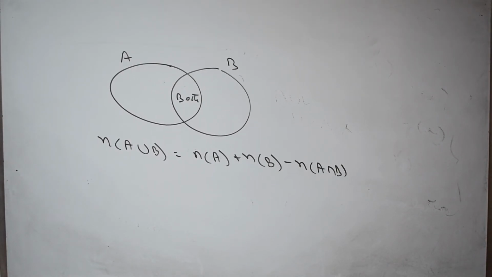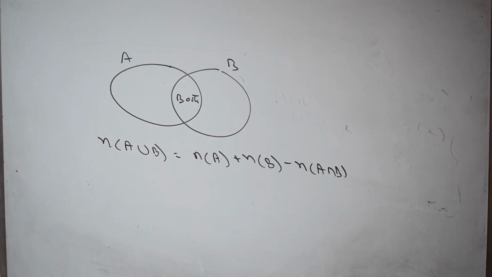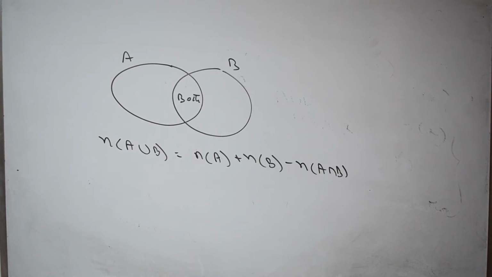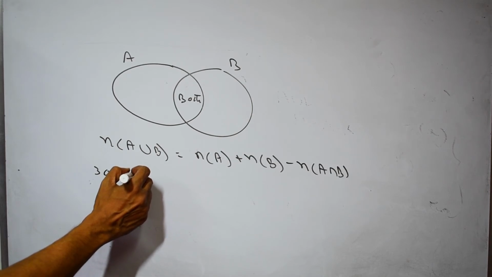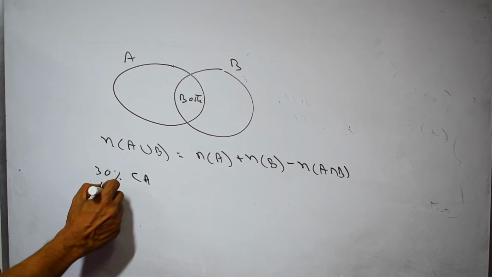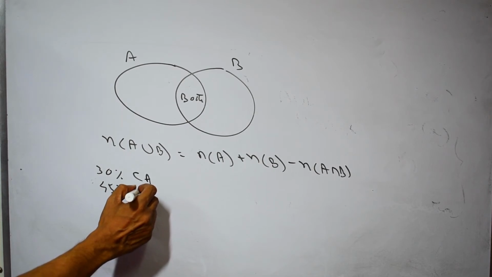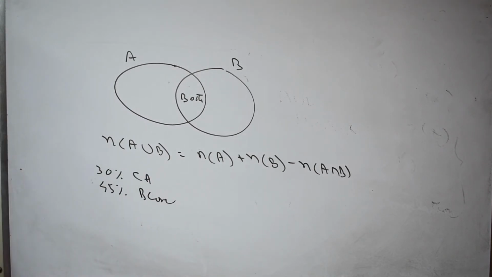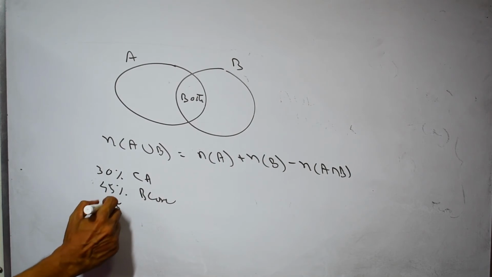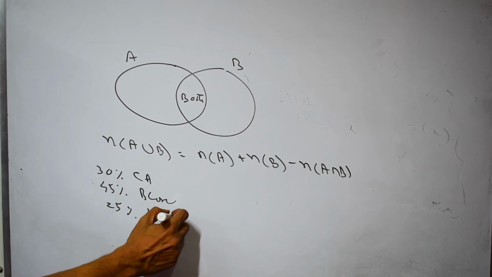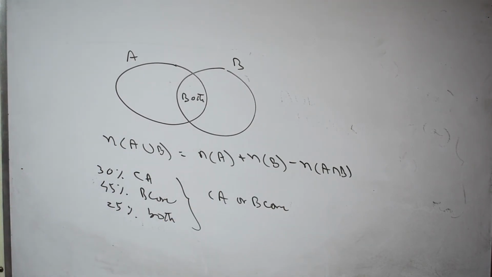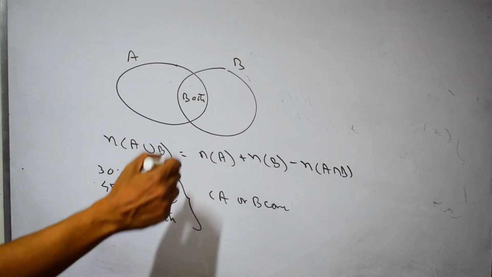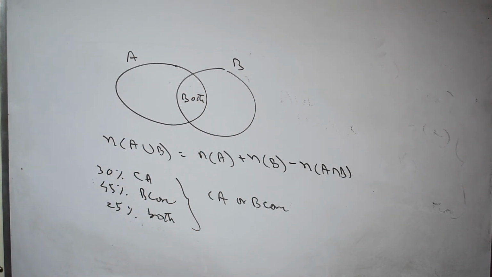The general principle: if you add the number of elements of A and the number of elements of B, then the common part of the two sets should be subtracted. As an example, 30% are doing CA, 45% are doing BCom, and 25% are doing both. So how many are doing CA or BCom? The students doing CA or BCom, this is the union part, that means CA union BCom.